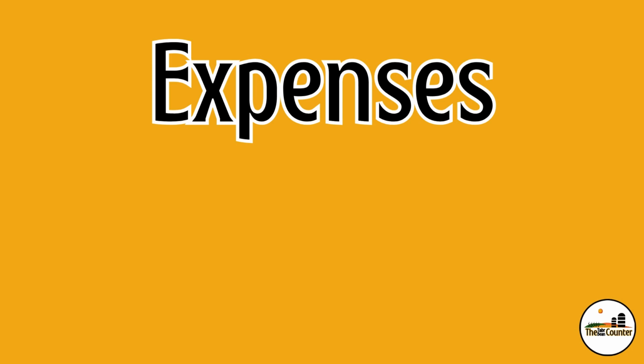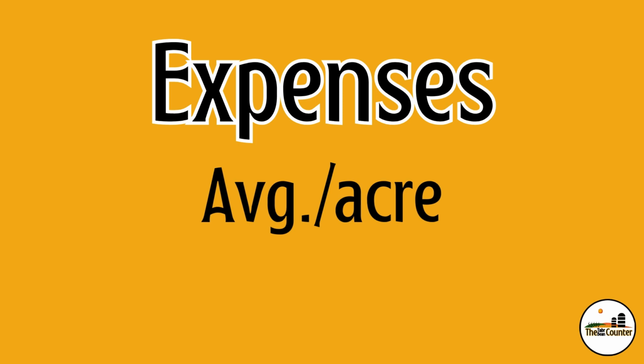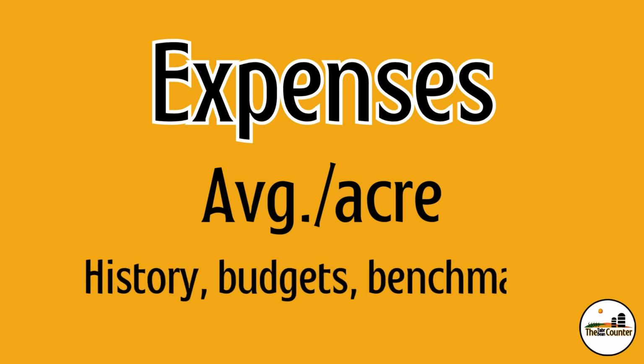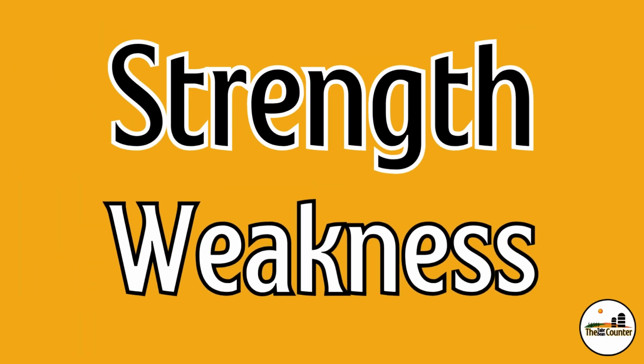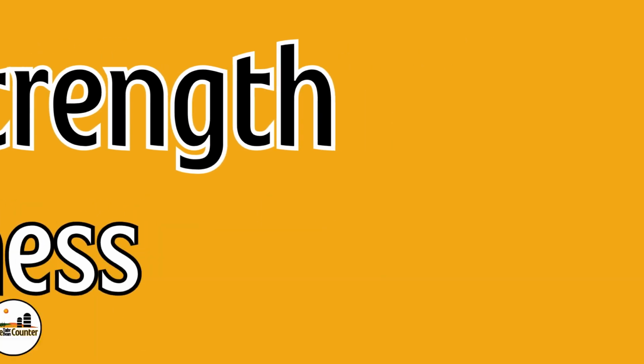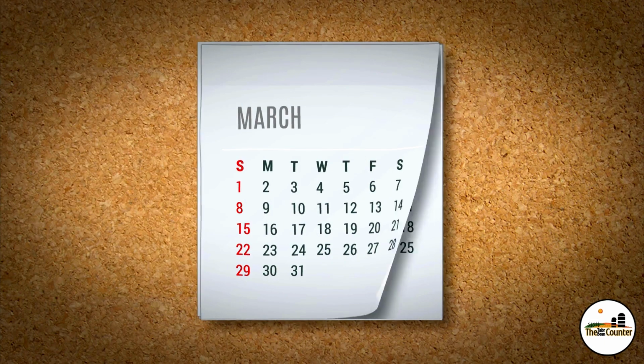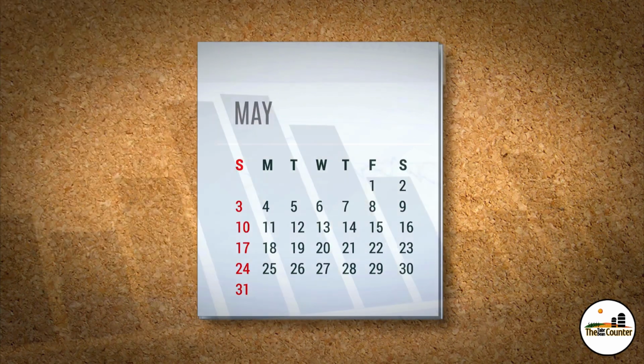By grouping expenses that are similar, we can calculate per acre averages that can be used to compare against your own history, your budgets, and benchmarks. These averages can show areas of strength and weakness in your farm, as well as help to calculate your cost of production. It is very important to track your profitability over time, watch for trends, and discuss with your advisor how to manage your future profitability.